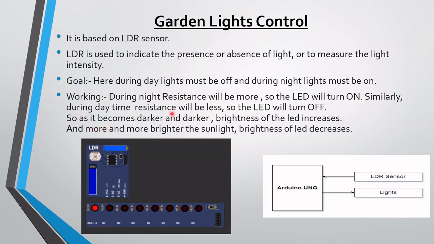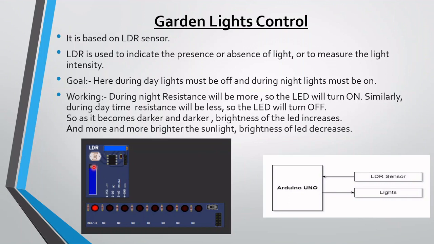So as it becomes darker and darker, the brightness of the LED increases, and the brighter the sunlight, the brightness of the LED decreases. The LDR sensor sends notification to Arduino Uno, and Arduino Uno sends signal to lights to turn on. So here the maximum is the resistance during night, the LED will turn on.